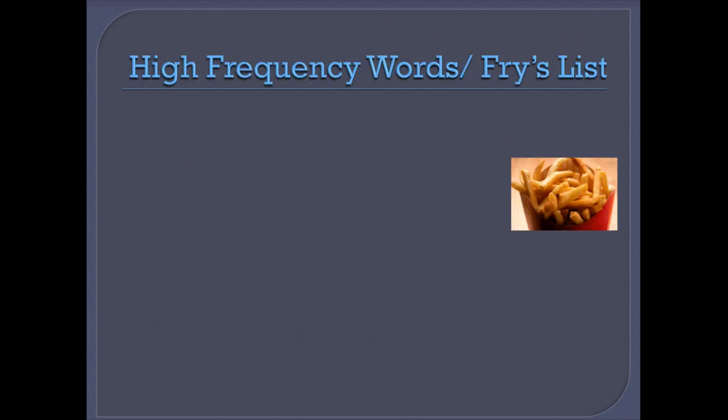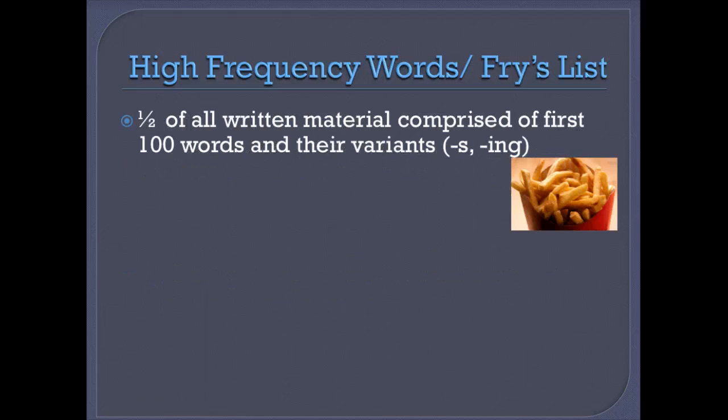So, high frequency words in Fry's list. Half of all written material is comprised of the first 100 words and their variants. So when I said right here, when it's S and ING, the variants would be, if you have the instant word write, the student would also need to be taught the words writes and writing so that they can learn those high frequency words.